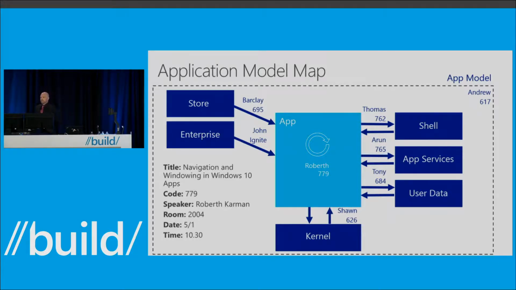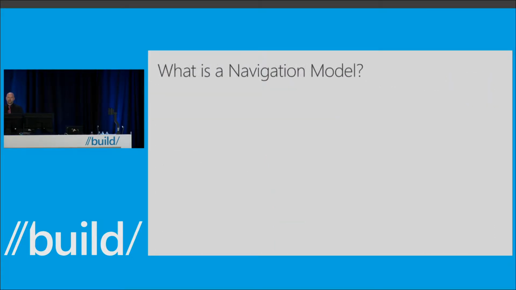So I've said navigation model here a couple of times, and I'm going to start with just trying to give a quick overview of what we mean when we say navigation model. It is not about navigating a map. It's not about GPS systems. It's not about how to find your way. Well, it is about how to find your way, but it's inside an app.